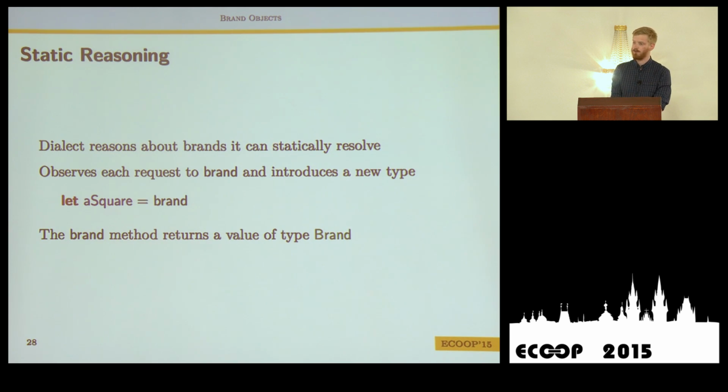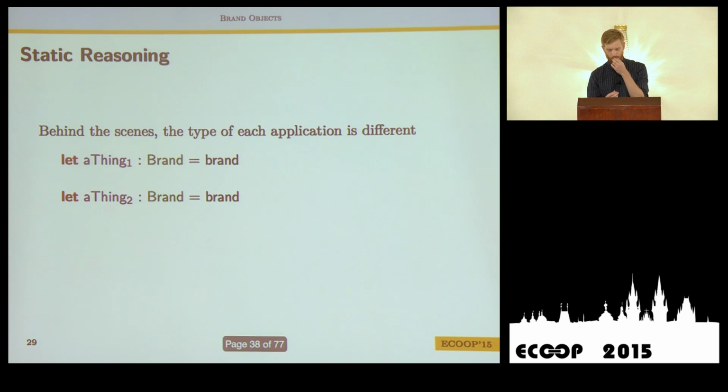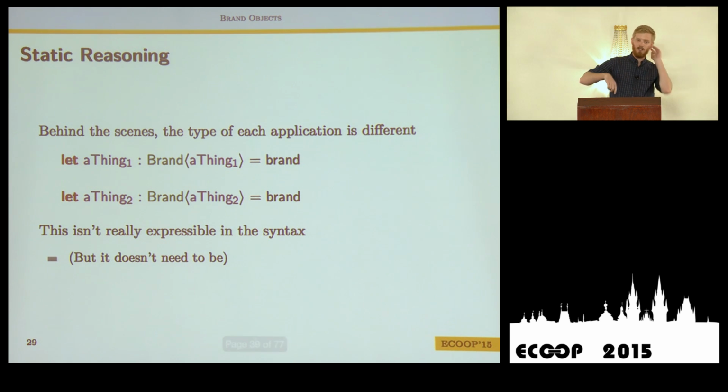Yeah, so Dialect reasons about brands that it can see, like it sees that a brand is bound to a name and it interprets that as a type. And so it looks at the brand method, looks at each request to the brand method, and it says that returns something of type brand. But the important thing is that it actually interprets the type as slightly different each time. So this is something that doesn't really make sense in terms of, if you wrote this, it definitely wouldn't make sense, but the point is that the identity of their brand is included in that type. So this isn't real, it's just a sort of a visualization of what's actually happening.